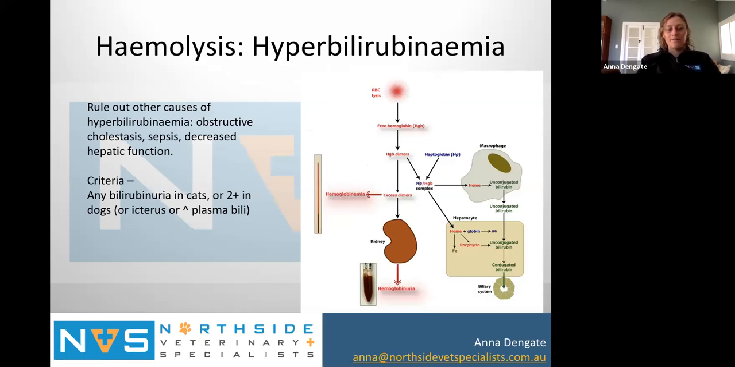Okay, so we talked a little bit about intravascular versus extravascular. And obviously, whether we've got extravascular or intravascular hemolysis, we're going to have an increased level of bilirubin being produced in circulation. Obviously, if we're just looking at this, we need to rule out the other causes of hyperbilirubinemia, such as obstructive cholestasis, pancreatitis, sepsis, or decreased liver function. And to make a diagnosis of hyperbilirubinemia, you can actually just use any bilirubinuria in cats, 2+ on a dipstick in dogs, or icterus or an increased plasma bilirubin. So you don't always have to have an increased plasma bilirubin. You can just do a urinalysis, and that meets the criteria in this paper.